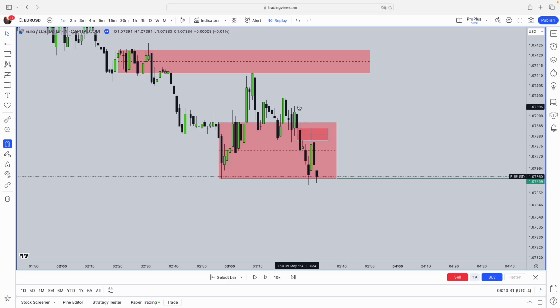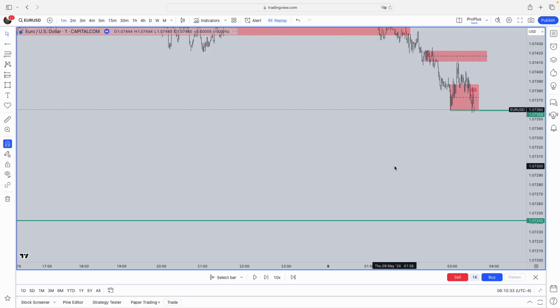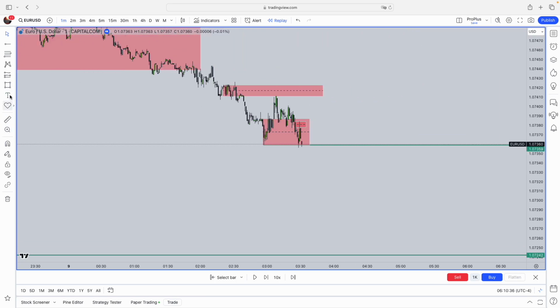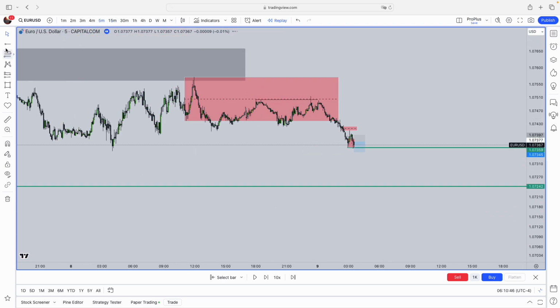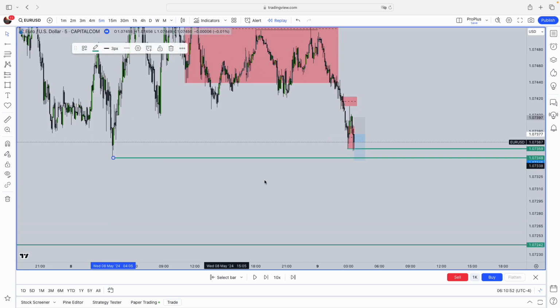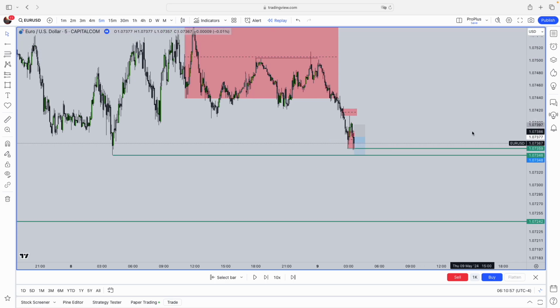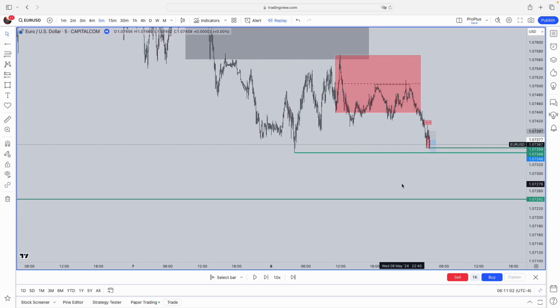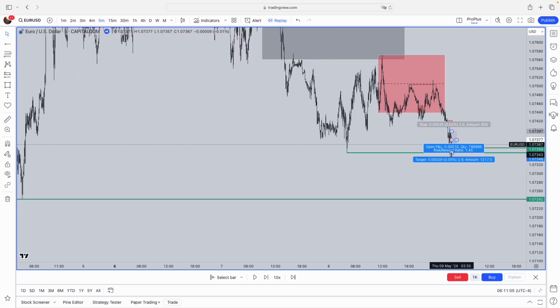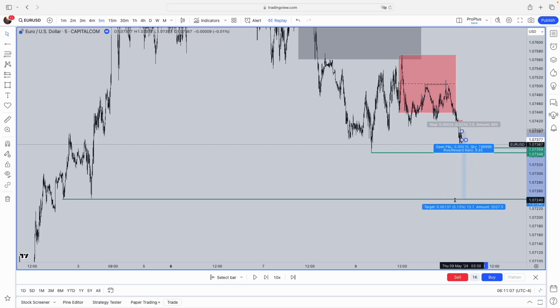Entry here, stop just above that high. Target. So let's say we entered there, stop just above there. Let's go into the 5, sorry. First target, potentially this low here. So that's 1.45 to 1. Take a little bit of partials, depending on how quickly it gets taken as well. That depends on how much you want to take off. And then next target will probably just be down here.